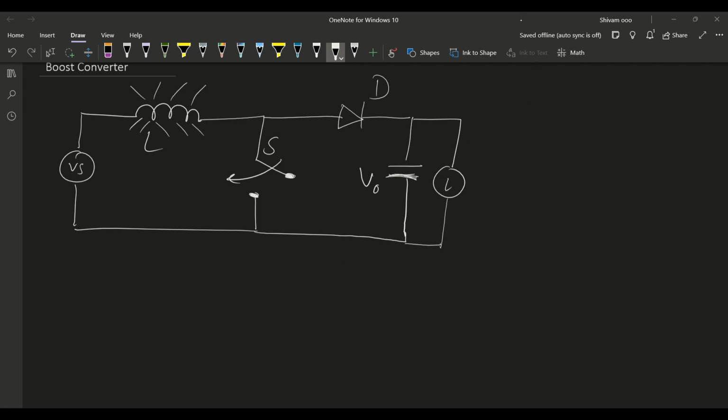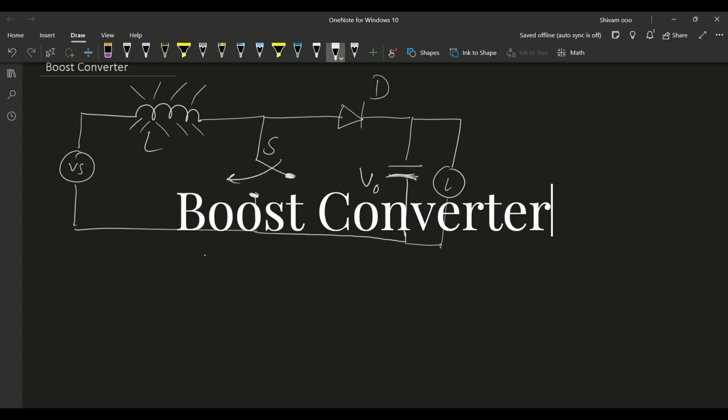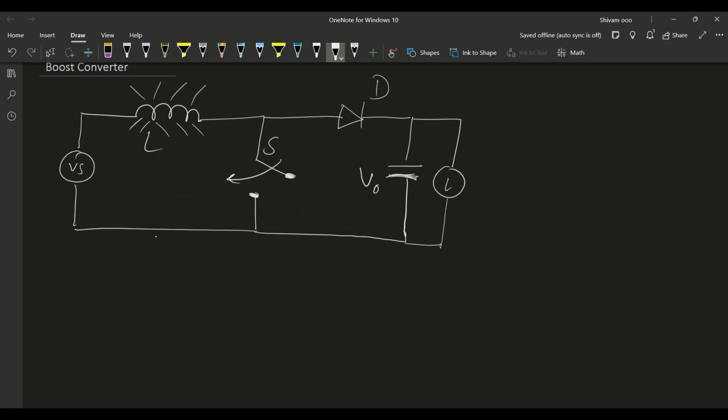So hello guys. In this video we are working on an application of a boost converter. So what is this boost converter basically? This is a device used to boost the input voltage to a higher level, like my output voltage should be higher than the input voltage.